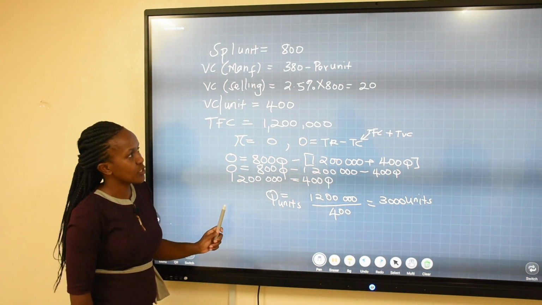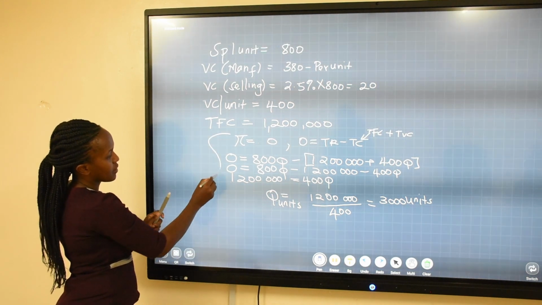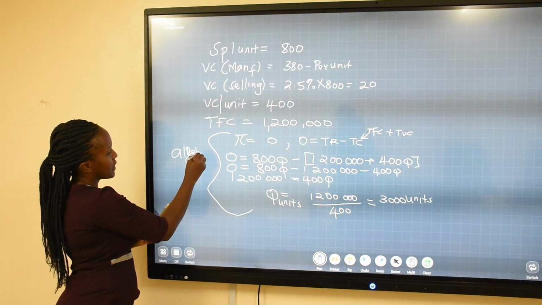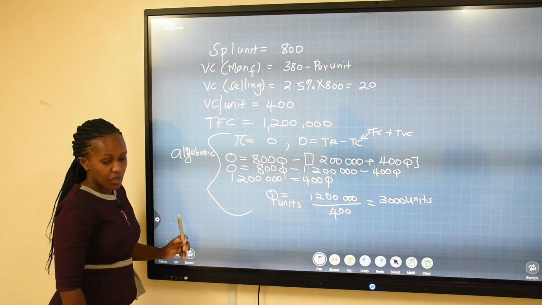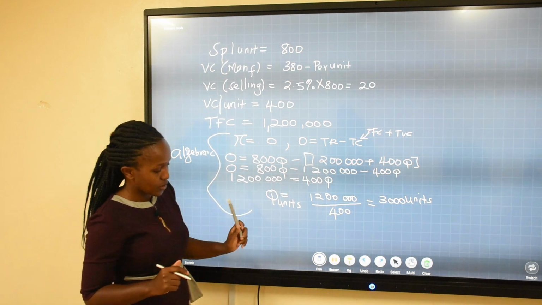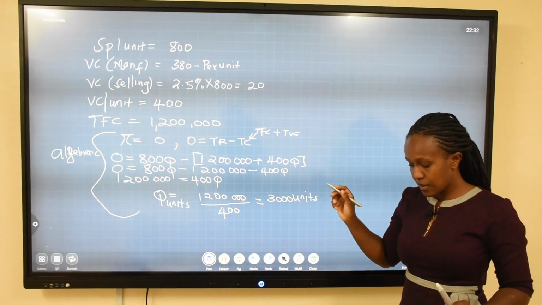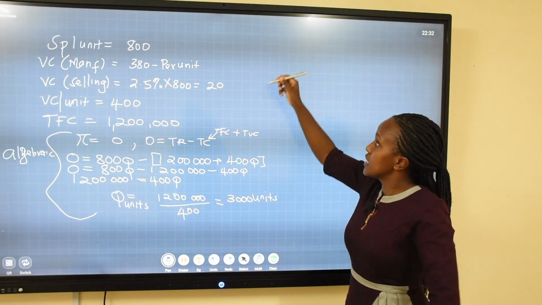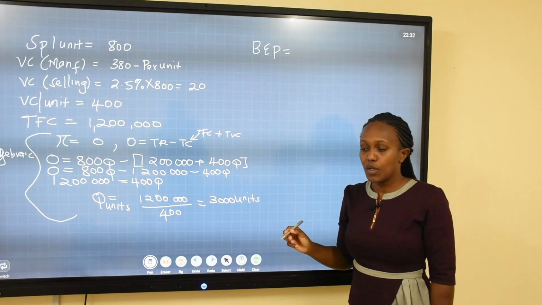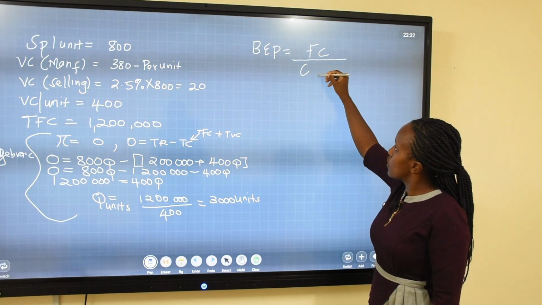So this is the first approach that we can use to get the break-even point, and we are saying this approach is what we call the algebraic approach, which was our first approach. Now we can come forward and look at another approach, which is the CVP approach of contribution margin. So we can have here another approach whereby break-even point is equal to, we have said, fixed cost over contribution margin.